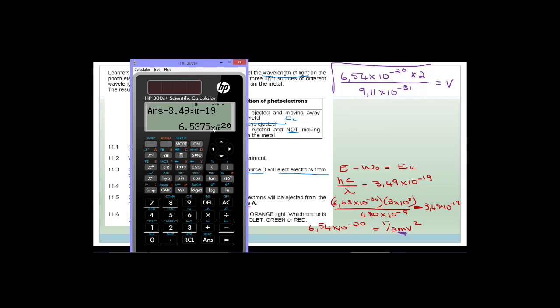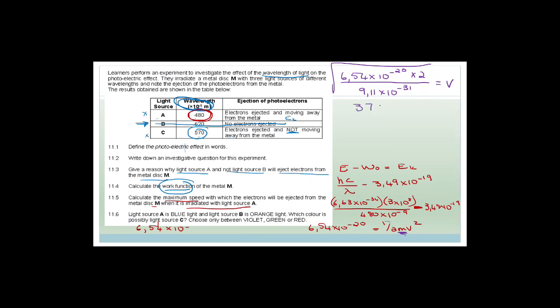So we're going to get this. I'm not going to round this off. I'm going to use it as it is. I'm going to multiply it by 2, divide it by 9.11, exponent negative 31 equals, and then I'm going to square root the answer, and I'll get a velocity. Oh, that's 378,845.09. Sorry, I don't know what happened with 4.